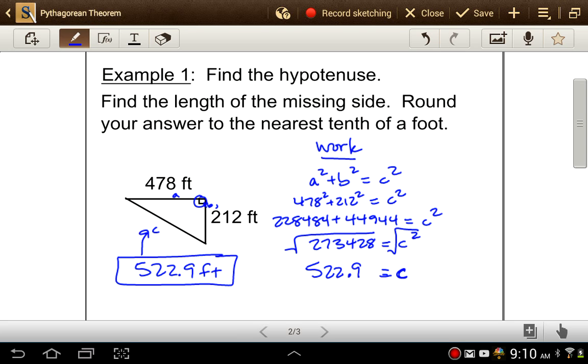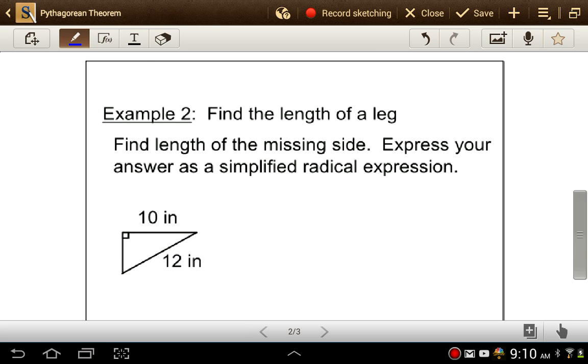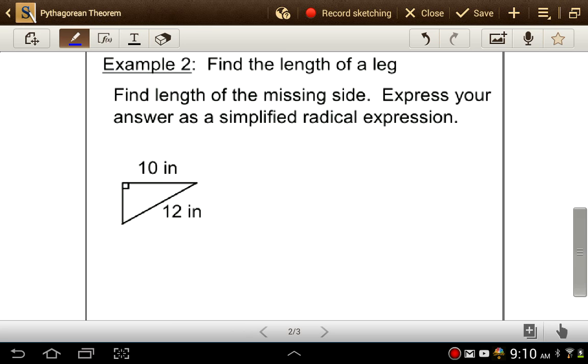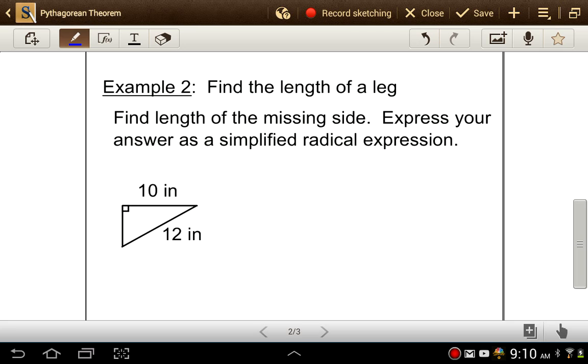A squared plus B squared equals C squared. 10 can go in either place. It doesn't matter if you put it in for A or B, so I'm going to do A squared plus 10 squared equals 12 squared. Square both the numbers. A squared plus 100 equals 12 squared, which is 144. Now I have the variable, so I have to solve this by subtracting 100 from both sides. That gives me A squared equals 44.